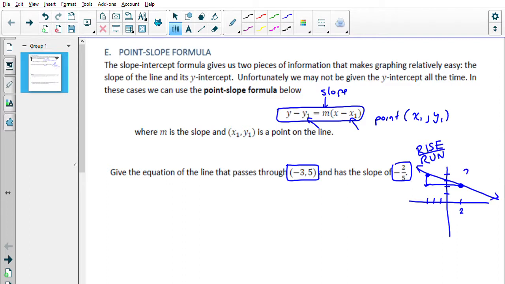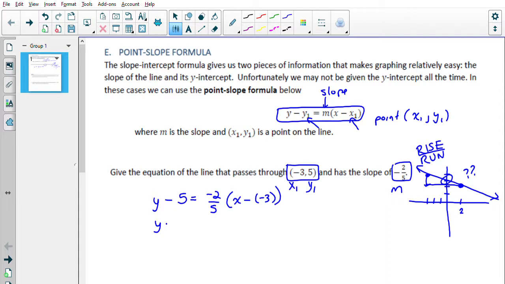But if we want to know the equation of that, we're not 100% sure where it crosses. So we can't use y = mx + b. But this formula lets you get to it straight away because we can use x1 and y1. x1 is going to be -3, y1 is going to be 5, and my slope is going to be -2/5. So you can go straight to your equation. y subtract y1 means y - 5 will equal the m, which is -2/5, times x subtract x1, which is -3.